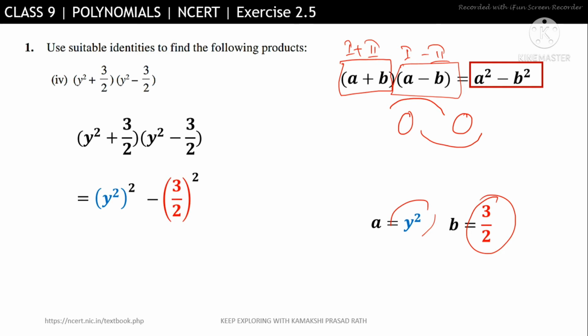Hence we can see here y squared is a whole squared because we are using a squared. Now what is a squared? A squared is nothing but y squared whole squared, because a is y squared. So its square we are finding. So y squared squared means square of a square, power of a power. So we get y to the power of 4 minus 3 by 2 whole squared. So 3 squared is 9 and 2 squared is 4. Hence we get y to the power of 4 minus 9 by 4. So you just have to see how we are comparing the question with our identity and identifying.